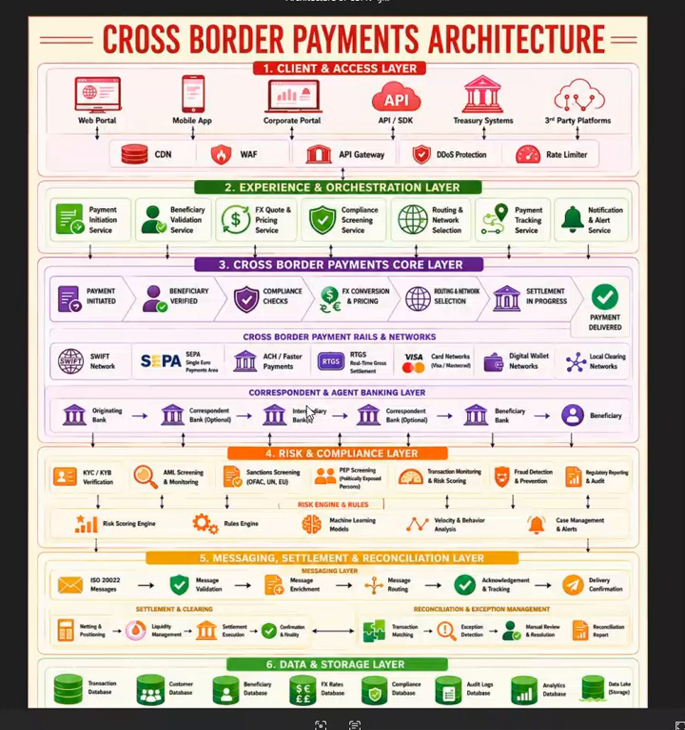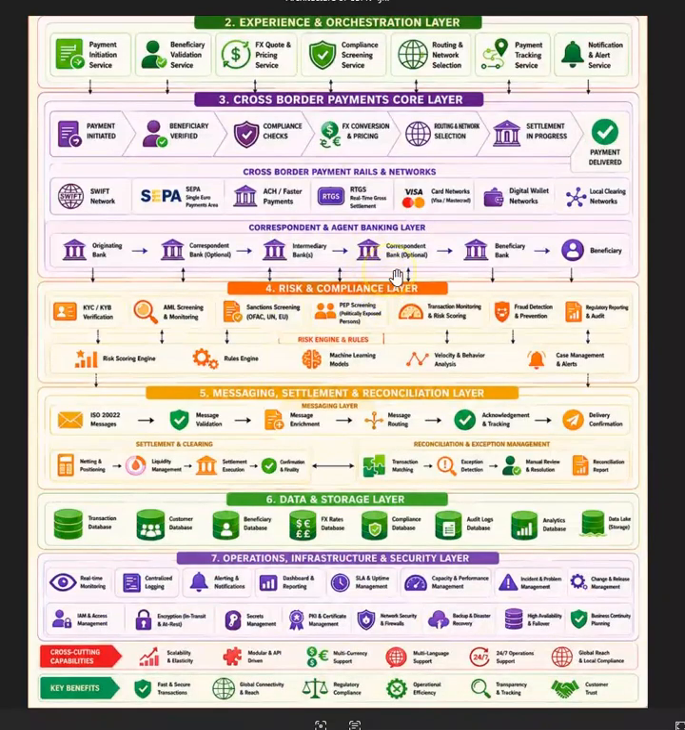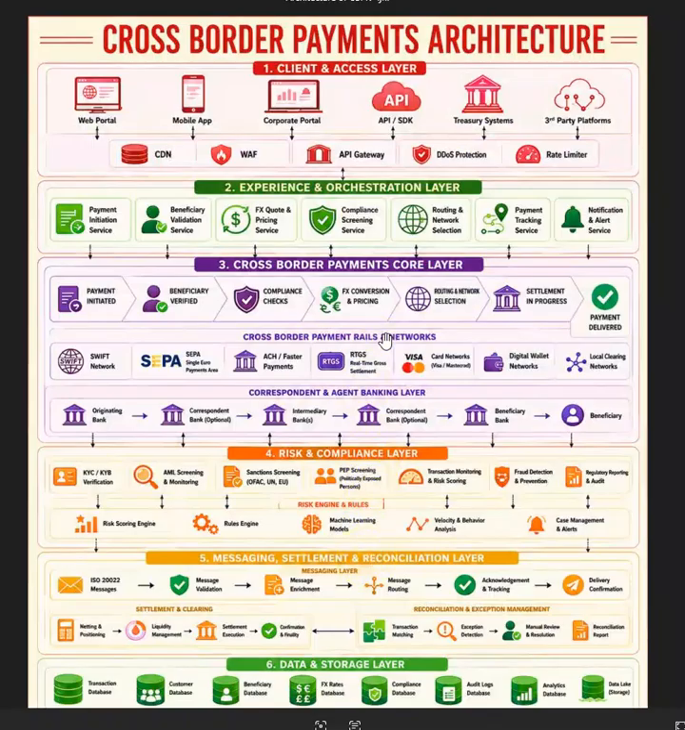We are discussing the backend of this cross-border payment reference reporting. So what are the layers? Experience layer, orchestration layer, core layers, or you can say the risk and compliance layer is going to be used here. So we are going to discuss all this part here. And finally, we are discussing the messaging, settlement, reconciliation, data storage layer, and operational infrastructure security layer. There is a separate presentation I have designed for this, but we'll start discussing from the front layer where we are coordinating with this cross-border payment architecture.